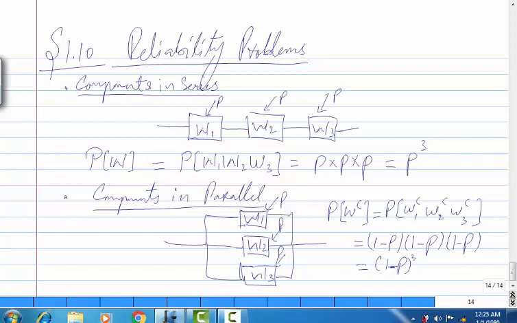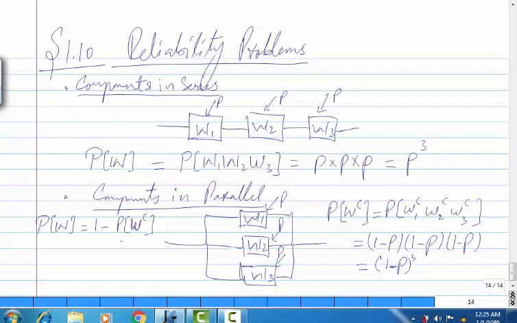Because there are 3 components. If there are n components, I have to put n here. Okay. Now, the thing is, we have to calculate the success probability in a parallel combination. So how do we do that? We use the fact that the probability of W can be calculated as 1 minus the probability of W complement. This is the way we can calculate the probability.